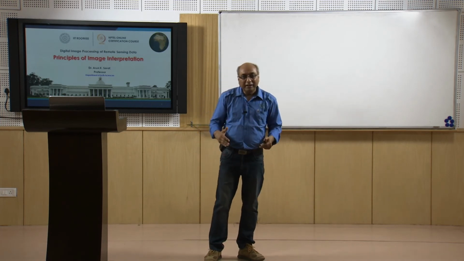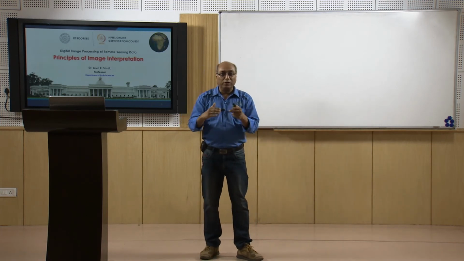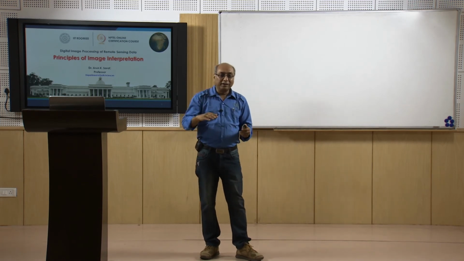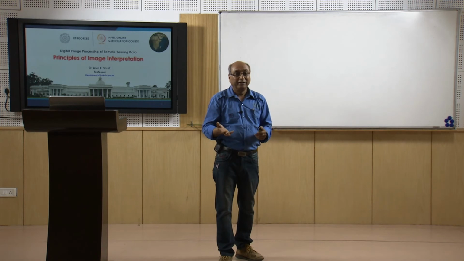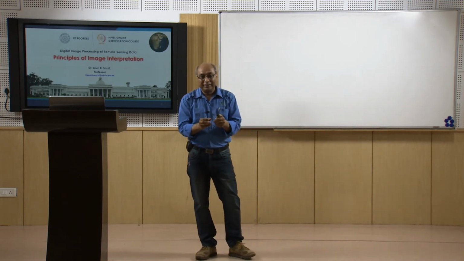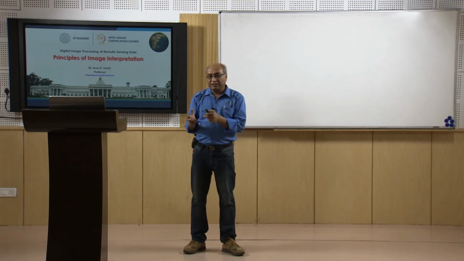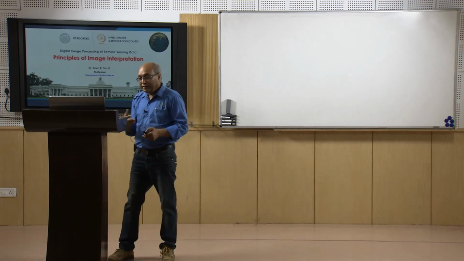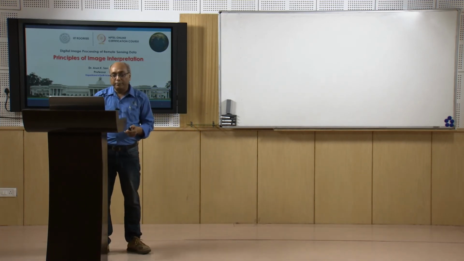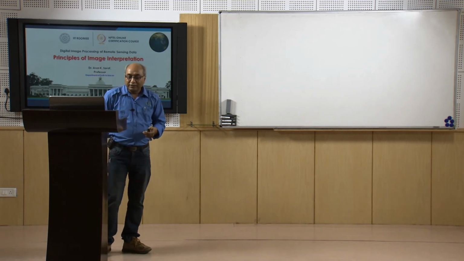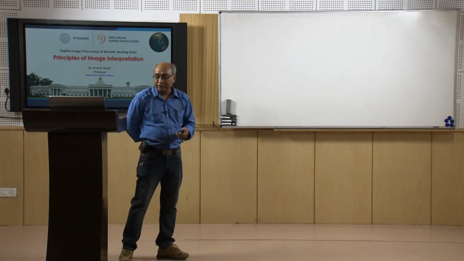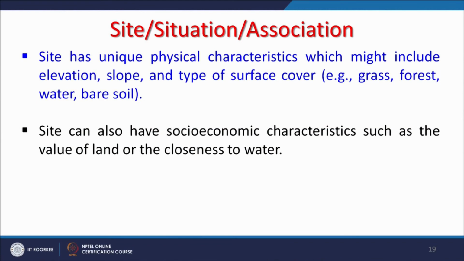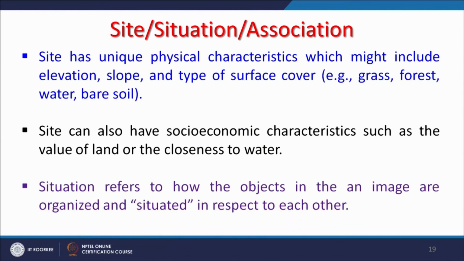But if I see a similar light tone kind of cone or a triangle in a hilly region, I may suspect there might be a landslide. So because of the site where it is located, the situation, my interpretations should be accordingly. This understanding is developed after doing interpretations on some images. Site can also have socioeconomic characteristics such as value of land or closeness of water. And situation refers to how the objects in the image are organized and situated in respect to each other.